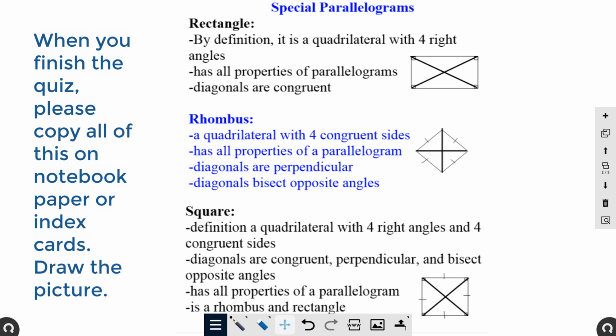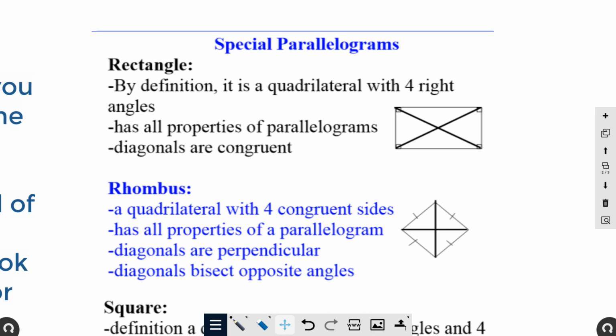Okay, so next on our list are these three types of special kind of parallelograms. Our special parallelograms are a rectangle, a rhombus, and a square. So let's talk about a rectangle. I'm going to zoom in on this so we can talk about it in a bit more detail.